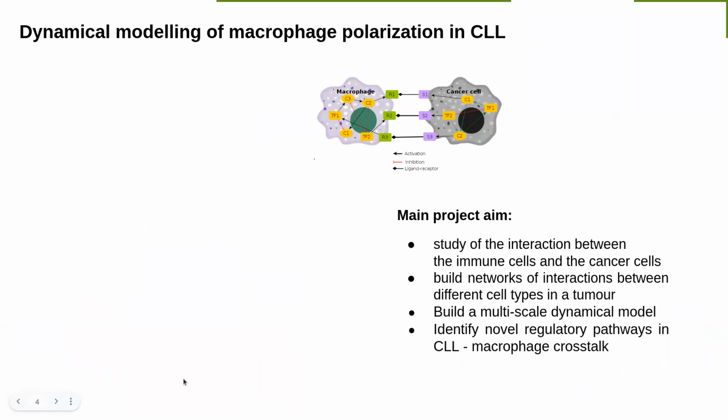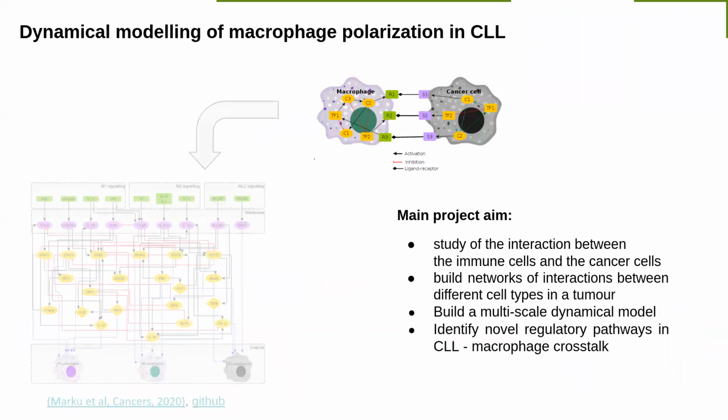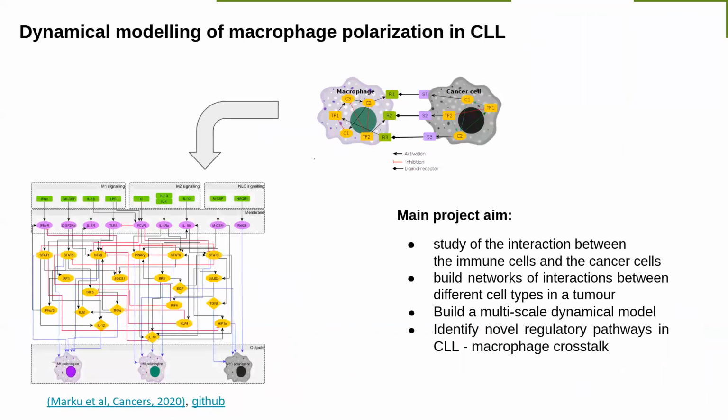The main objective of the project is to study the different interactions that occur between the human cells and the cancer cells. For that, we build networks of interaction between all these different genes and different cell types in the tumor, healthy and cancerous cells. And at the end, the main goal is to build a multi-scale dynamical model.